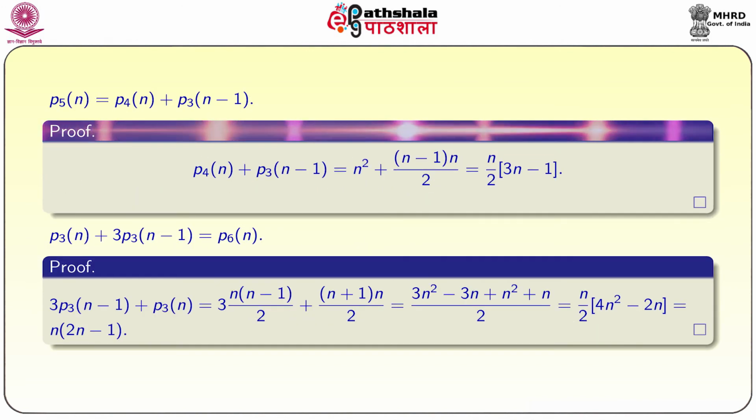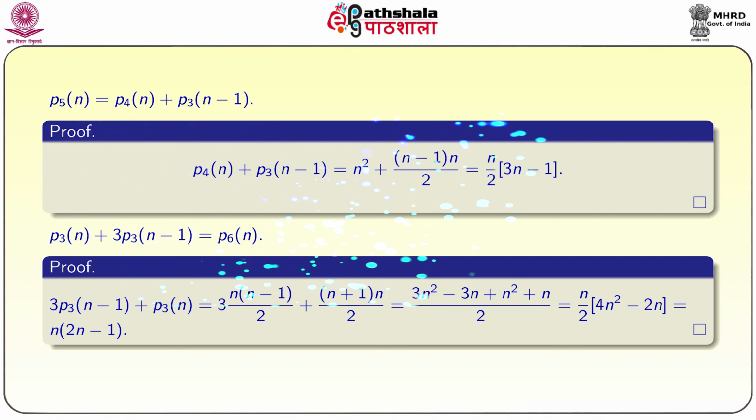So, another result is that P5 of n, that is the nth pentagonal number, is equal to the nth square number plus the (n minus 1)th triangular number. So, there is a relation between the polygonal numbers also. The proof is very easy, just plug in the values of P4 of n and P3 of n minus 1, and we will end up with P5 of n.